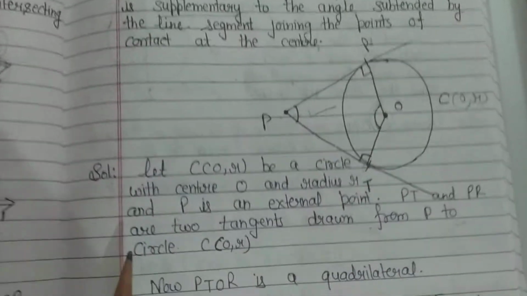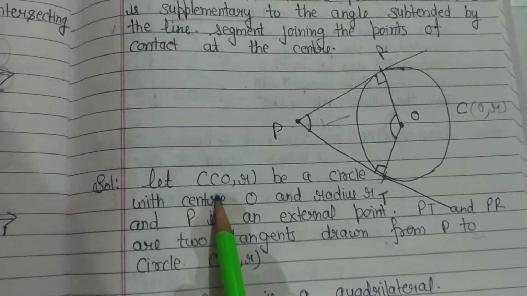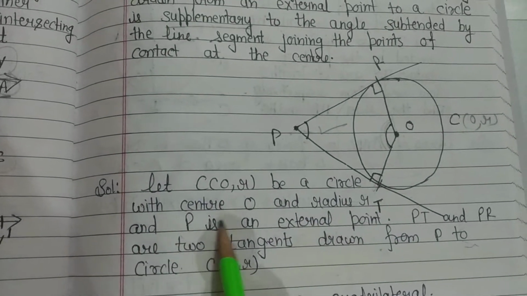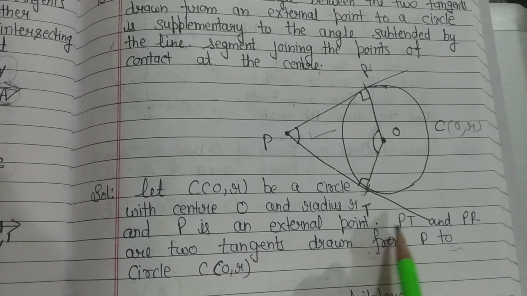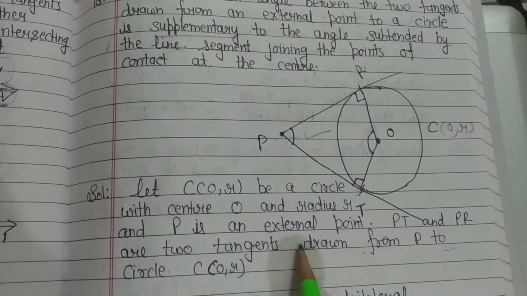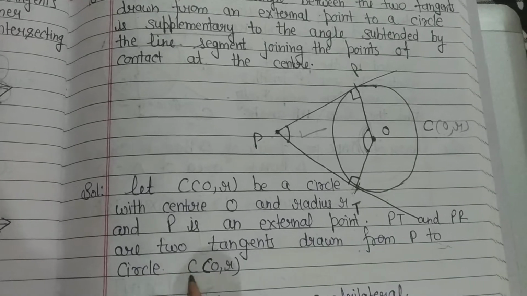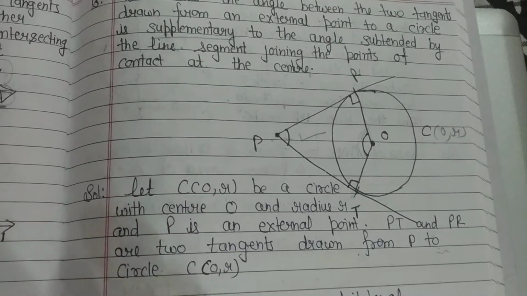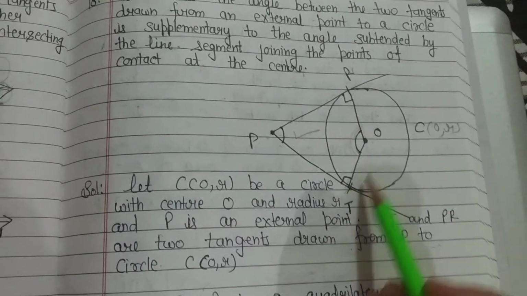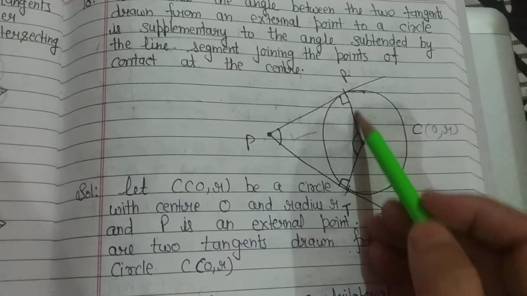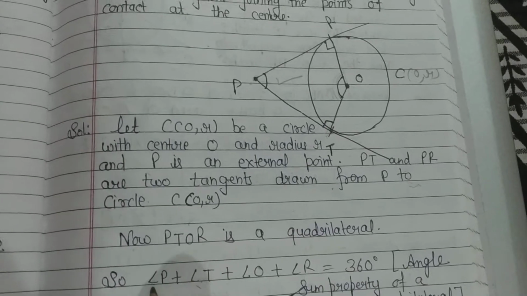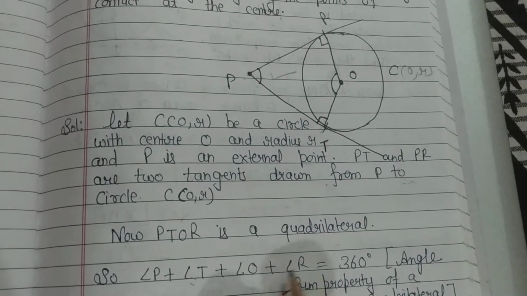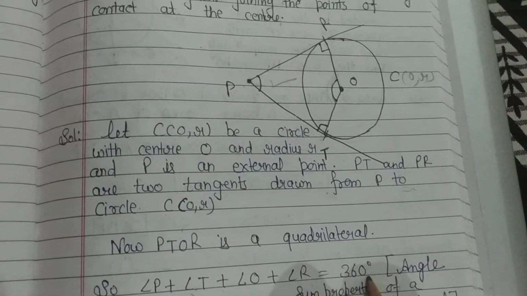Now for this, what I have done: let C be a circle with center O and radius R, and P is an external point. PT and PR are the two tangents drawn from P to the circle C with center O and radius R. Now PTOR, this is a quadrilateral. And what is the angle sum property of the quadrilateral? Angle P plus angle T plus angle O plus angle R is equal to 360 degrees.